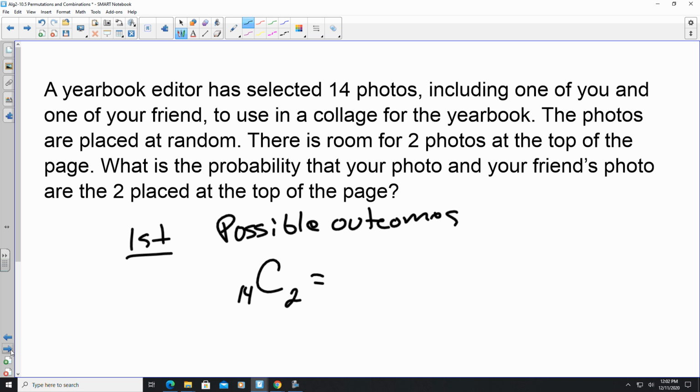So it's going to be 14 factorial divided by 14 minus 2, which is 12 factorial, and then 2 factorial. So I know that because 12 is my larger one, 1 times 2 times 3 times 4 times 5 times 6 times 7 times 8 times 9 times 10 times 11 times 12 all get canceled. So on the top, I'm just left with 13 times 14, and on the bottom, I'm left with 1 times 2. When I do all the math, I get 91 possible outcomes.